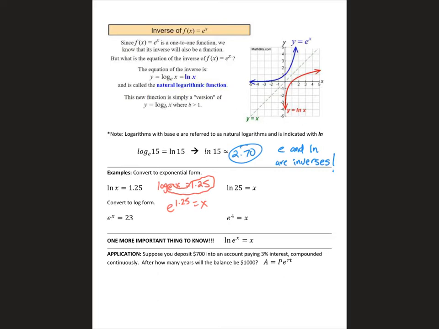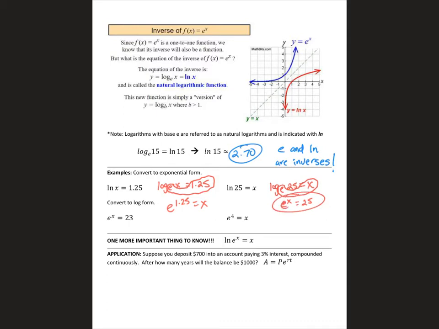In the next example, we have natural log of 25 equals x, so I can rewrite natural log again as log base e of 25 equals x, and if I apply my canoe trick, I have e to the x equals 25. And that would be my equation in exponential form.